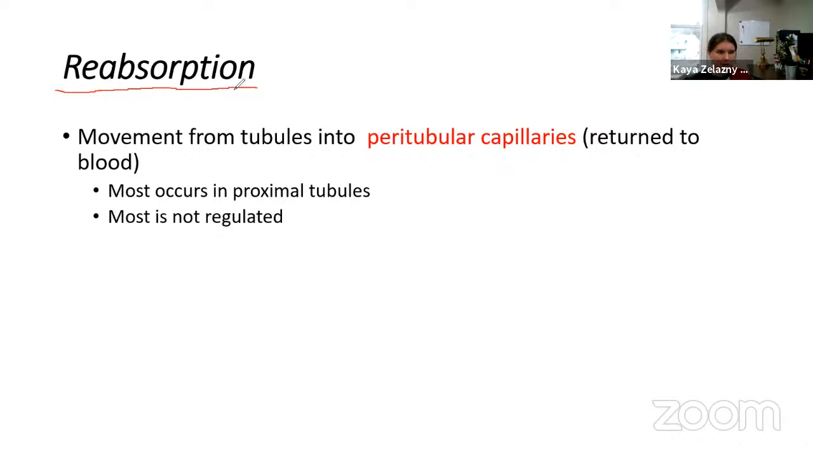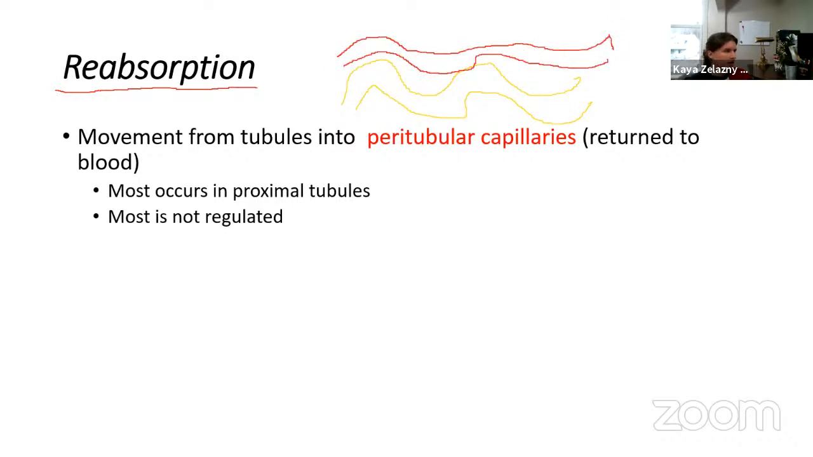So what reabsorption is, we're gonna have movement from our tubule. Right? So here's the tubule part of my nephron. We're gonna have movement into the capillary that is running alongside the tubule. So we're gonna have a solute moving out of the tubule into the blood, which means it's going to go back into your systemic circuit, going to circulate back around through your body.